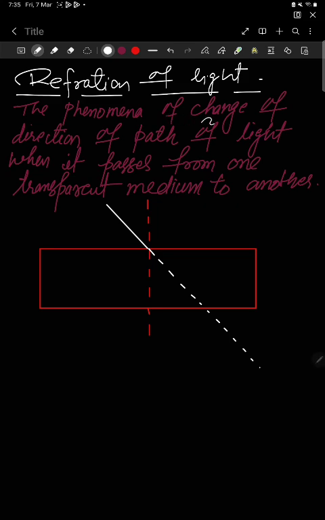The phenomenon of change of direction of path of light when it passes from one transparent medium to another. What is the meaning of this? Whenever light passes from one medium to another medium, then it is going to deviate from its path. For example, let's take this one glass. Glass is one medium, and here it is air. So air also acts as a medium.